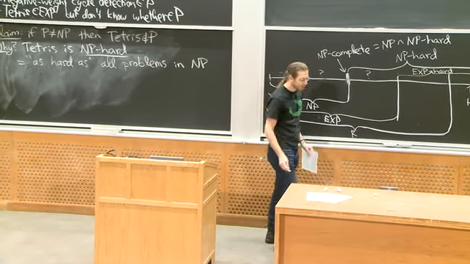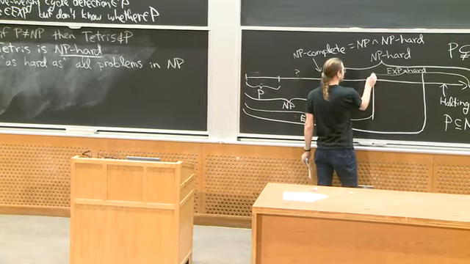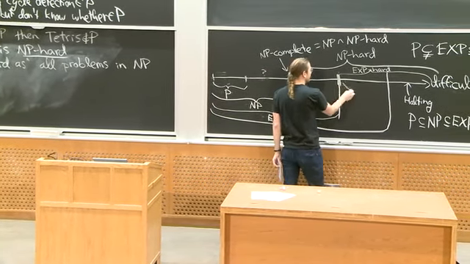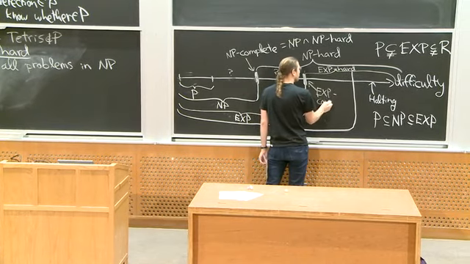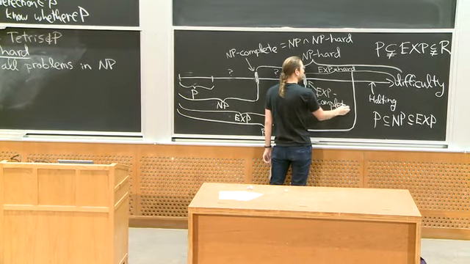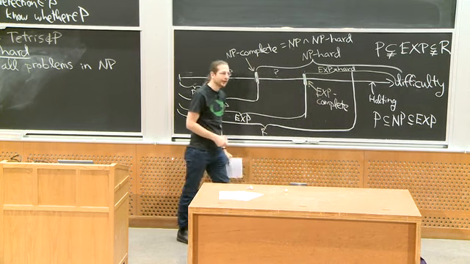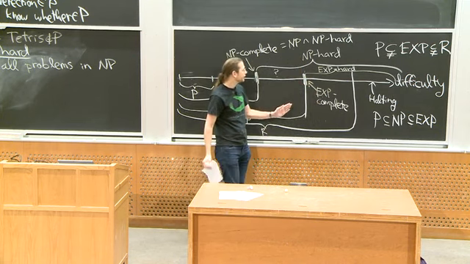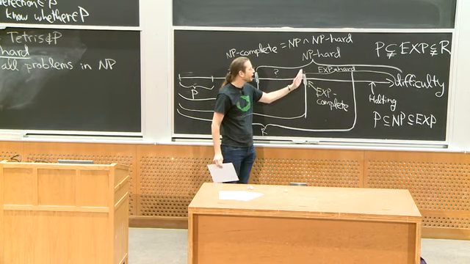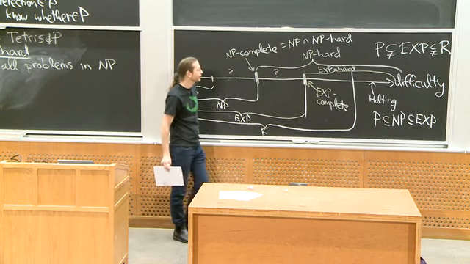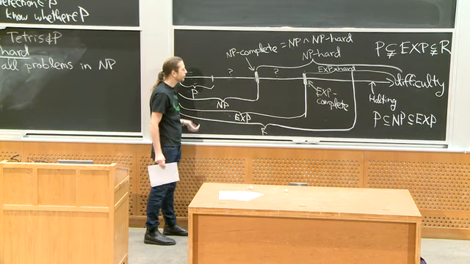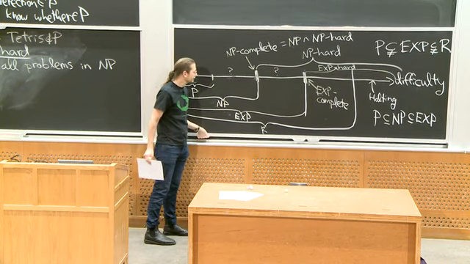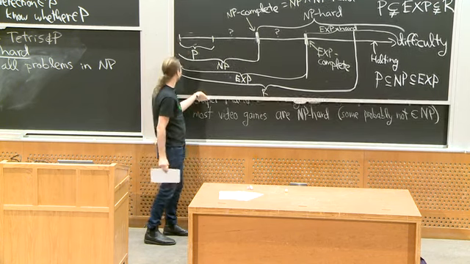So another example, this class is called EXP-completeness. And this includes problems such as n by n chess. So we know that chess requires exponential time because, in fact, it's among the hardest problems in exponential time. But that's somehow because of the 2-player nature of the game. Most common are NP-complete problems.